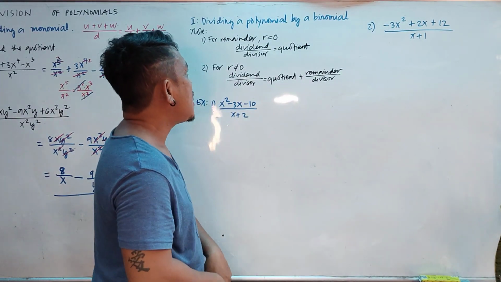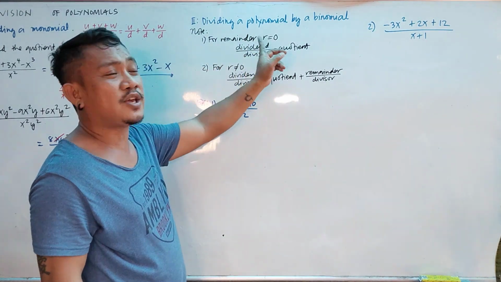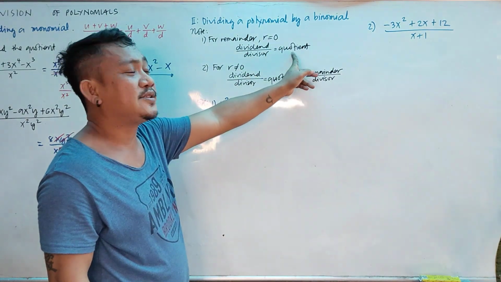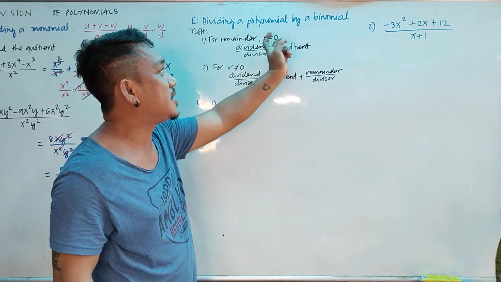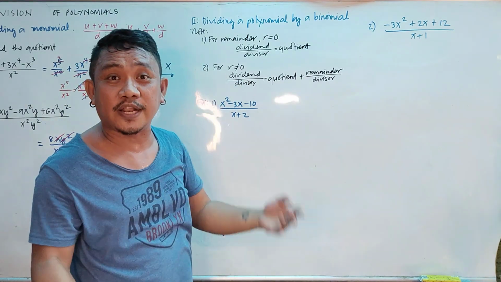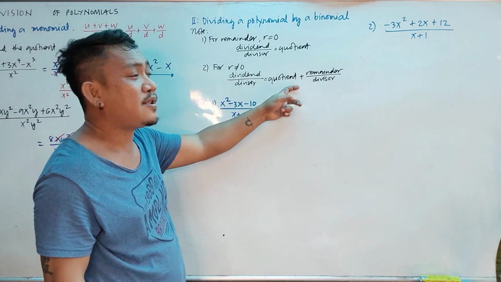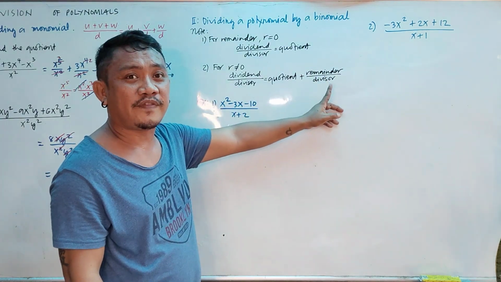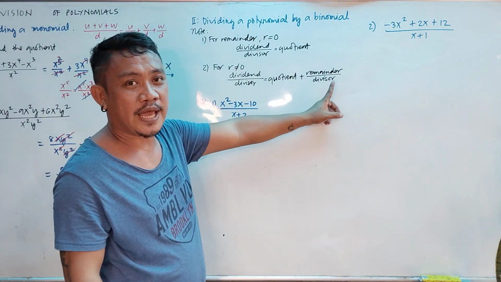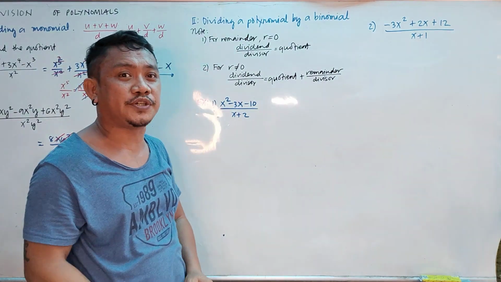Take note that if you're finding the quotient and the remainder is equal to 0, then the dividend over the divisor is just the quotient. We no longer have a remainder because it is 0. If the remainder is not equal to 0, in other words, there is a remainder, then the dividend over the divisor is equal to the quotient plus the remainder over the divisor. So that is how you write your answer. Let us try these examples by the long division method.